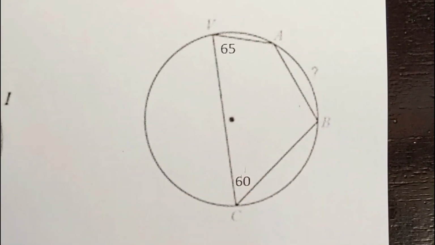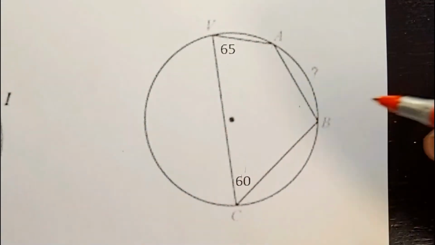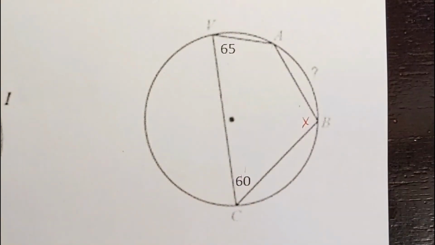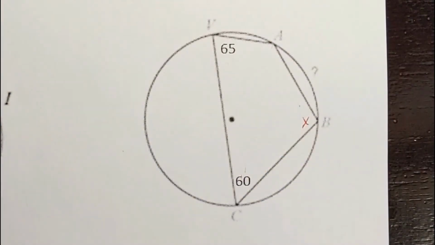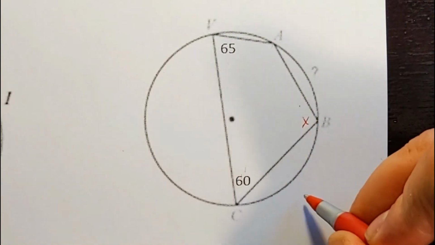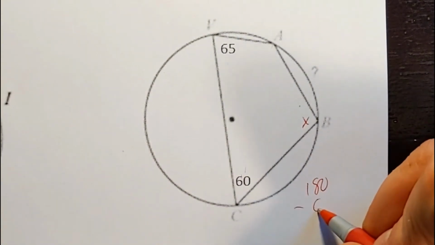So go ahead and try to find angle B right here, and let's see what you guys get. Okay, if you tried it, then for angle B, you would go 180 minus 65.